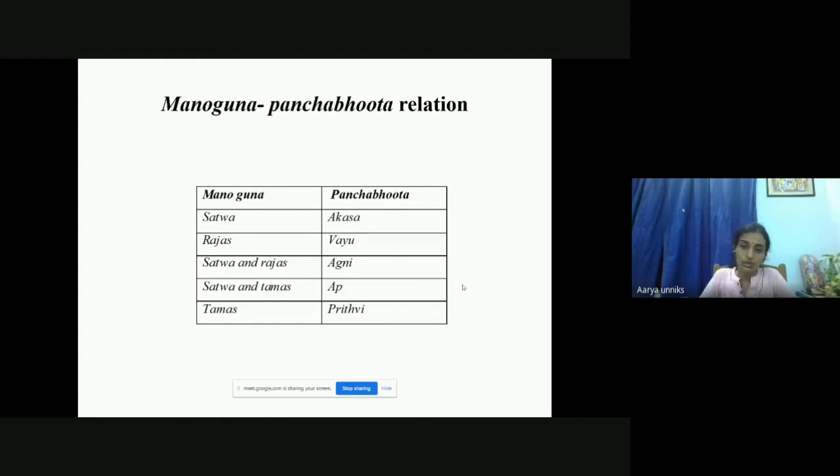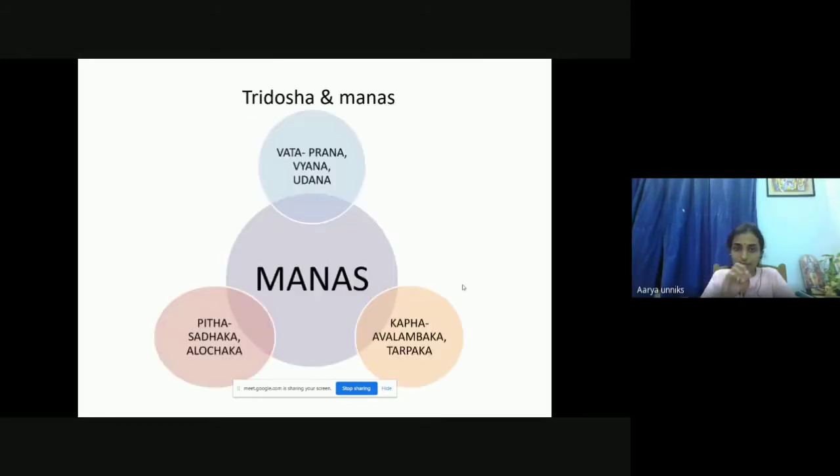What is the use of this understanding? We would have learned this shloka. What is the implication of understanding this? We see everything from the Tridosha perspective. Now we are starting to see things through the perspective of Manogunas. We know the Panchabhuta predominance of Tridosha, so we can indirectly understand which Manoguna, Mahaguna is present in that particular situation. We'll come to a small example later. So this is the Tridosha and Manas relation.